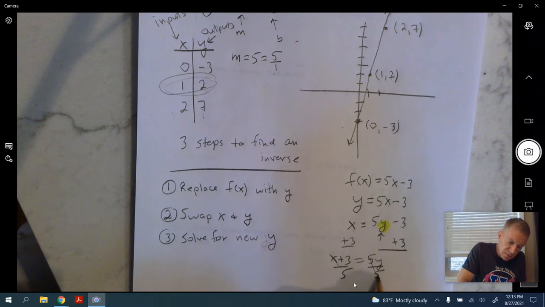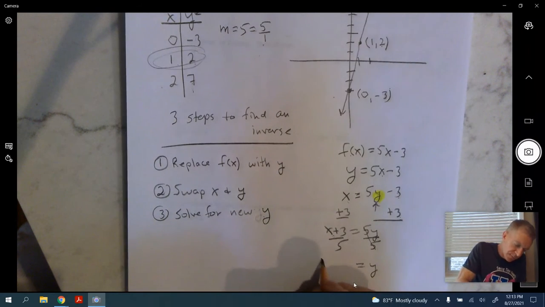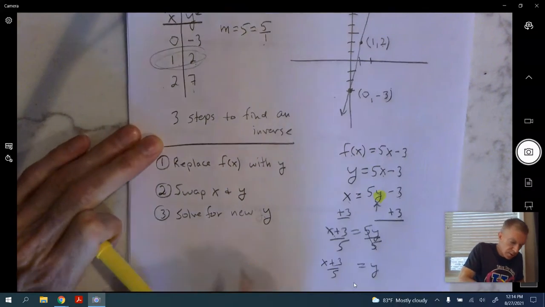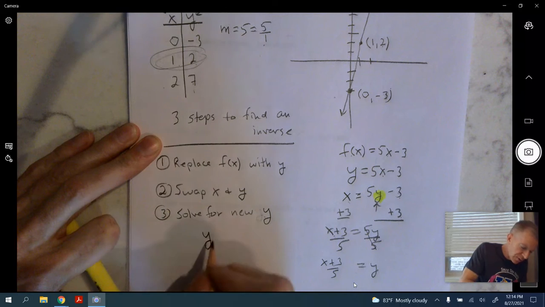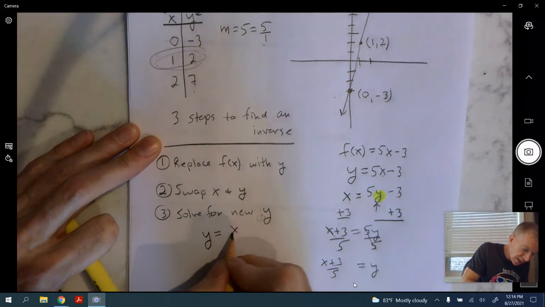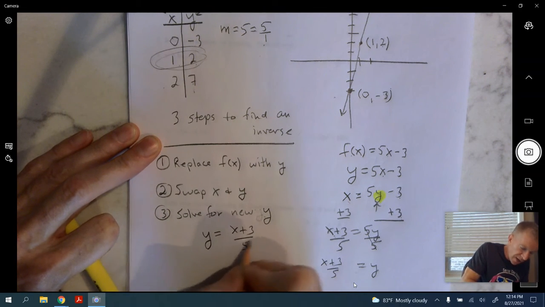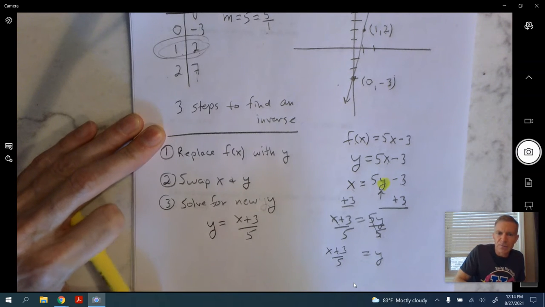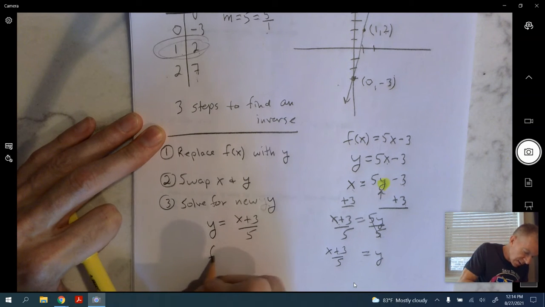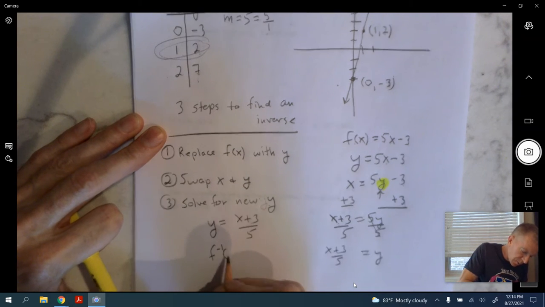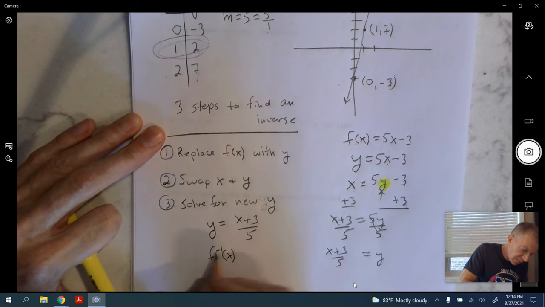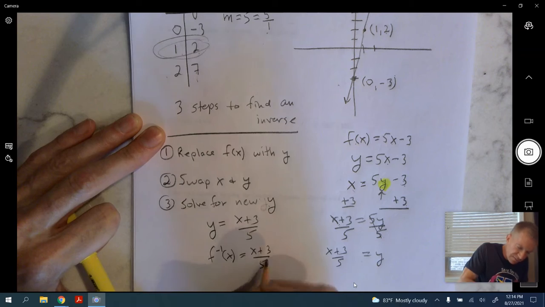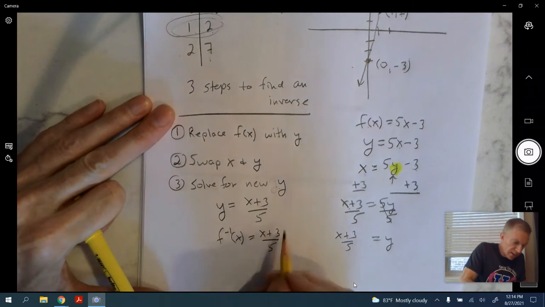5 divided by 5 is 1. That's just 1y. So here's our equation. Our inverse equation is y equals x plus 3 over 5. If we want to write that in inverse notation, it looks like f of x, but we put a little minus 1 up there. F inverse of x equals x plus 3 over 5. Okay, and that's your answer.